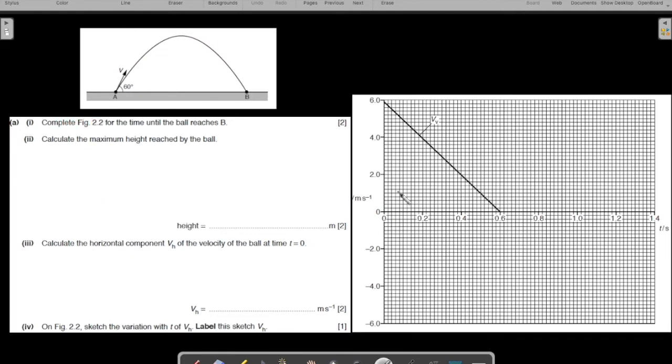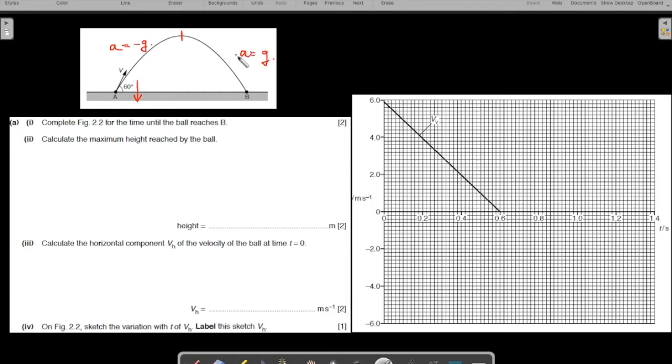Complete this figure. So they are talking about this graph, for the time until the ball reaches P. So how much is the acceleration till the topmost point? It is minus g, because the movement is upward, which is in the opposite direction of the gravity. Gravity is downwards. Acceleration is minus g, and when you're coming down, your acceleration is g.